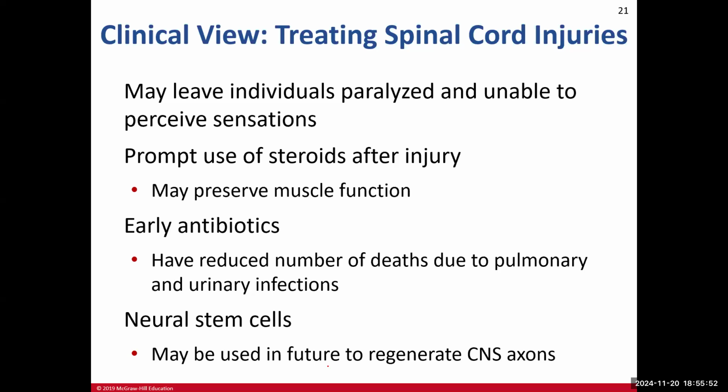Of course, you're going to give him some other medications like antibiotics to fight off possible infections.